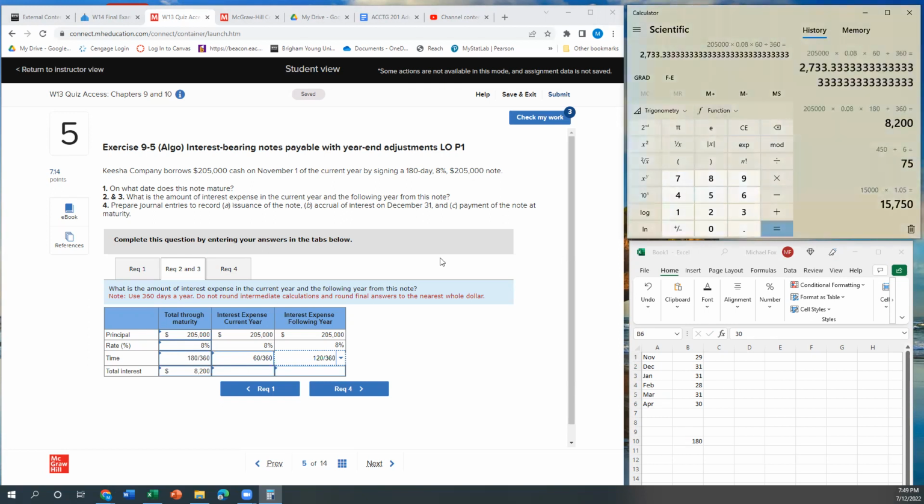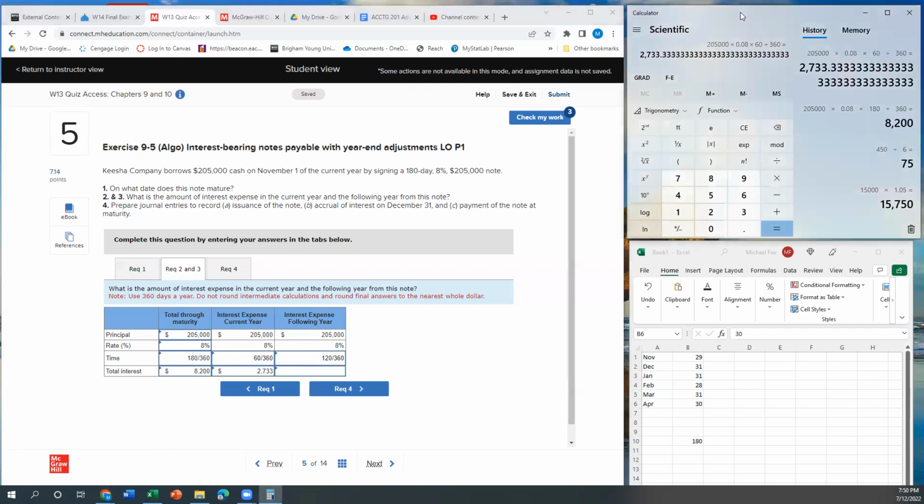And I think it wants, what did it say? Do not round intermediate calculations. Final answer, whole dollar. So 2,733. And then there's two ways of doing this. We could just take 8,200 minus 2,733, or we could take 205,000 times 8% times 120. It should be the same.